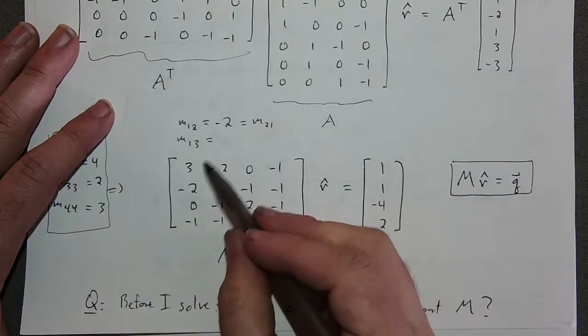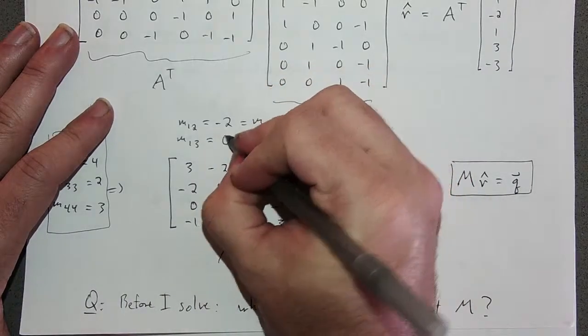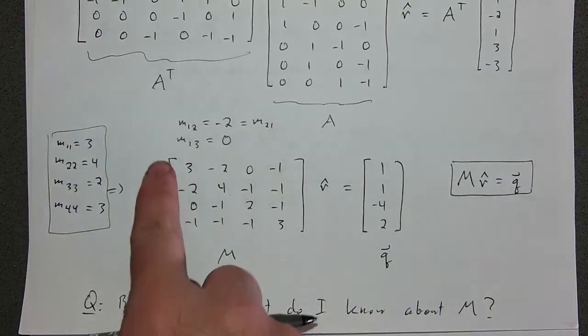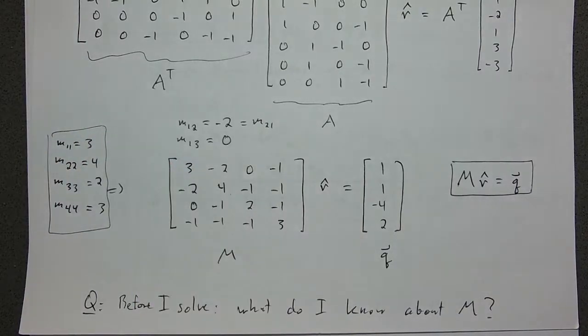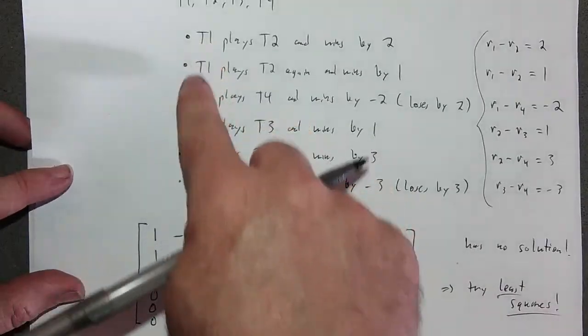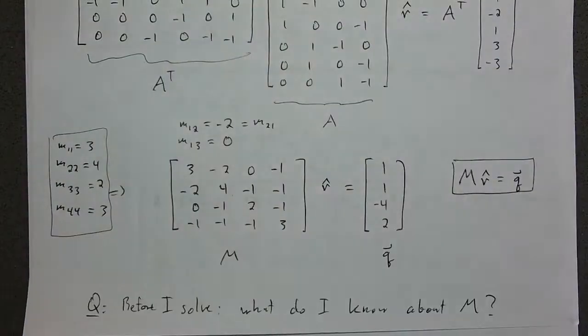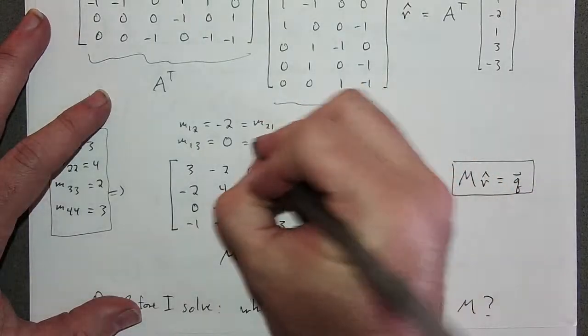This is symmetric. M sub 1, 3 is 0, which should tell me that the number of times that teams 1 and 3 played is 0. And in fact, when we look, team 1 did not play team 3, right? Team 3 did not play team 1. So the number of times teams 1 and 3 played is 0.